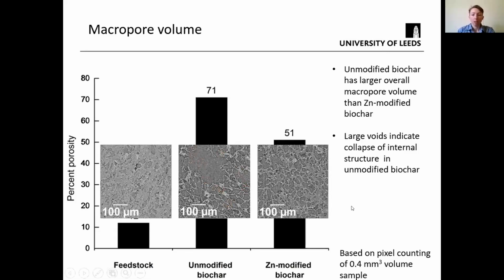So in reality, this is consistent with the enhanced macroporosity of zinc modified biochars, because in the unmodified biochar, there are fewer internal walls and less internal surface area on which for micropores to form, which is perhaps why the zinc-modified biochar sees greater macroporosity.